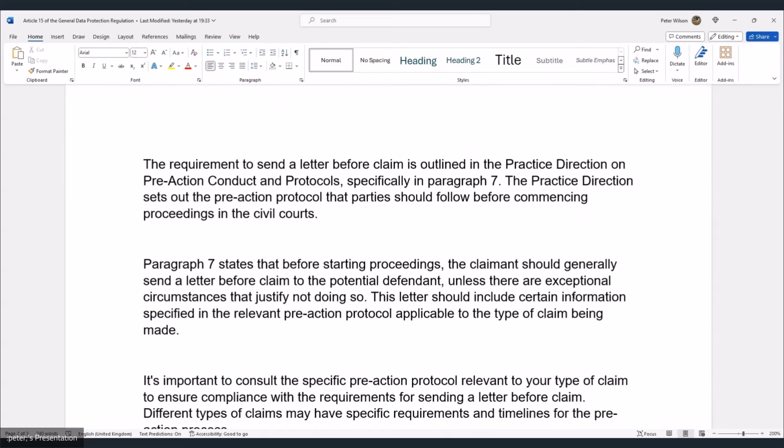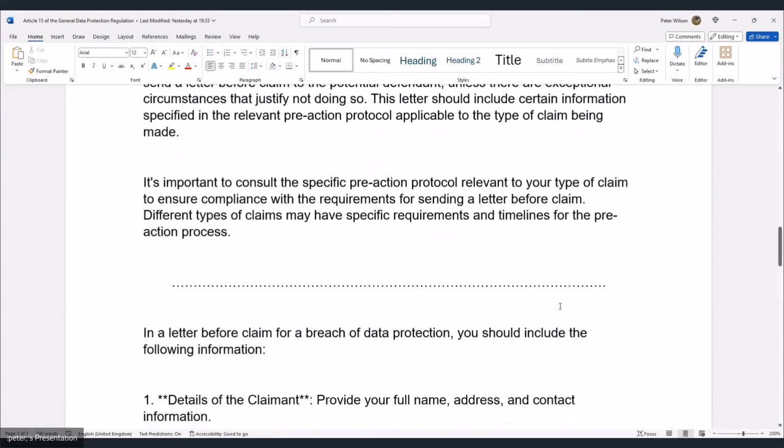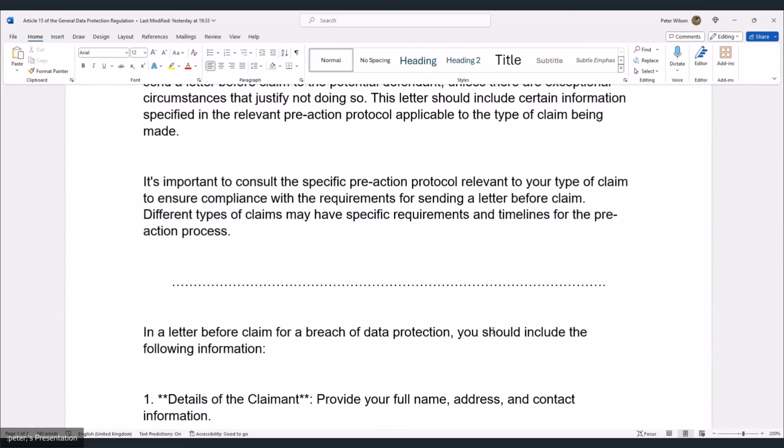Specifically in paragraph 7, the practice direction sets out the pre-action protocols that parties should follow before commencing proceedings in the civil courts. Paragraph 7 states that before starting proceedings, the claimant should generally send a letter before claim to the potential defendant unless there are exceptional circumstances that justify not doing so. The letter should include certain information specified in the relevant pre-action protocol applicable to the type of claim being made. This is what we're going to show you now. It's important to consult the specific pre-action protocol relevant to the type of claim to ensure compliance with the requirements for sending a letter before claim.